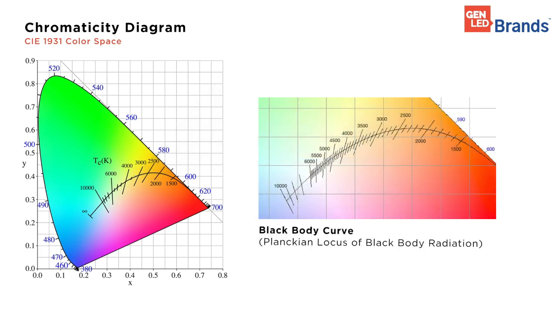The arced line on this chromaticity diagram represents what is called the blackbody curve, or the Planckian locus of blackbody radiation. This line represents the locus of natural white light, or ideal light, at various times of day. Following the blackbody curve from one end to the other will take you from warmer to cooler color temperatures. But two LEDs can have the same CCT and still have different hues.